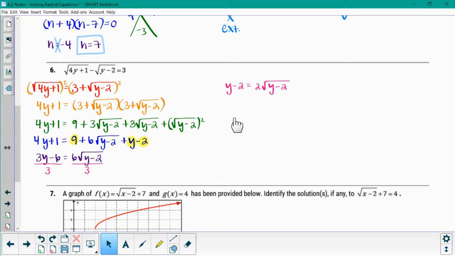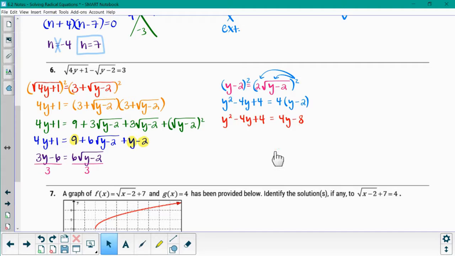Now I'm going to go back again, and I'm going to square. Squaring on the left-hand side is going to be FOILing, which results in y squared minus 4y plus 4. Squaring on the right-hand side, this squared is going to distribute to the coefficient 2 and to the square root. So this coefficient 2, 2 squared, is going to be 4. And when I take the square root of y minus 2 and square it, the square root cancels out, leaving me with y minus 2. This 4 is going to distribute, giving me 4y minus 8. I'm going to move everything to one side, giving me y squared minus 8y plus 12.